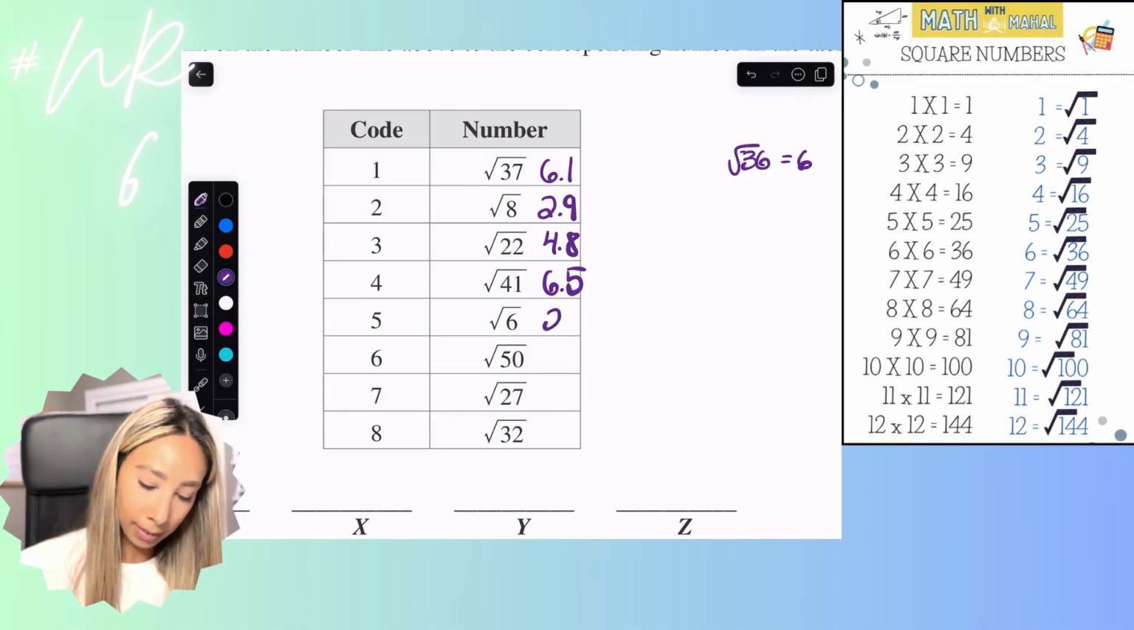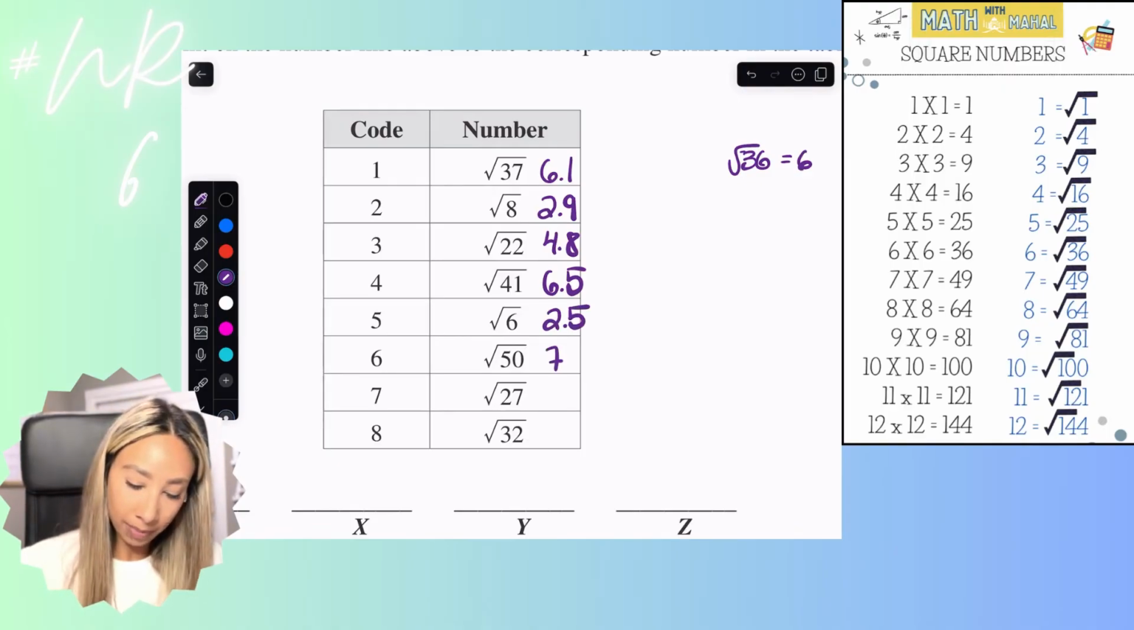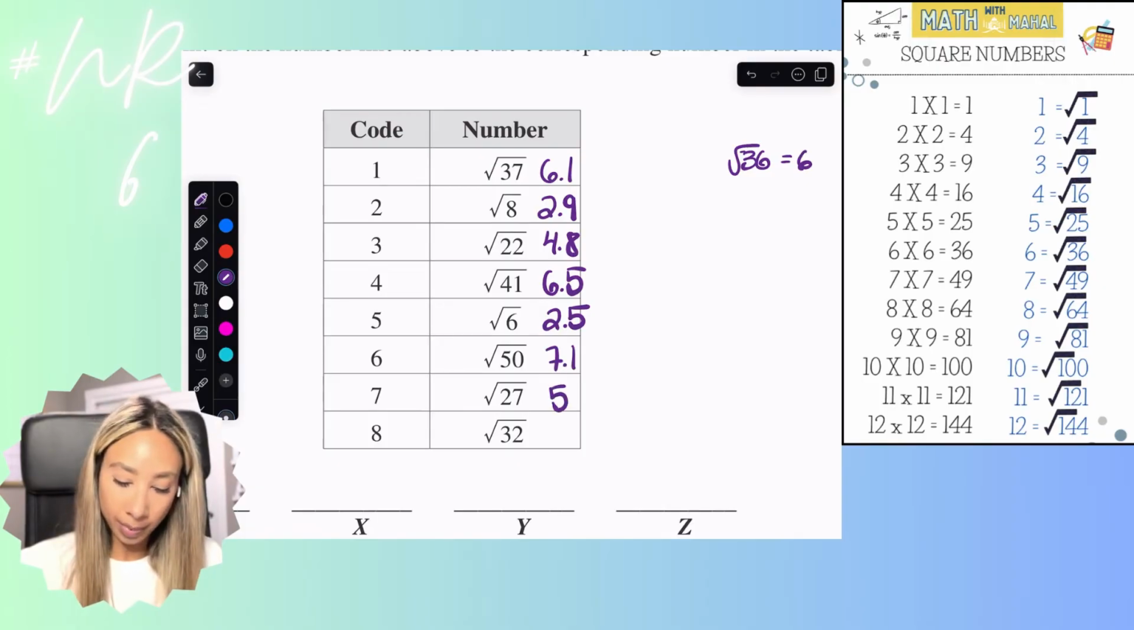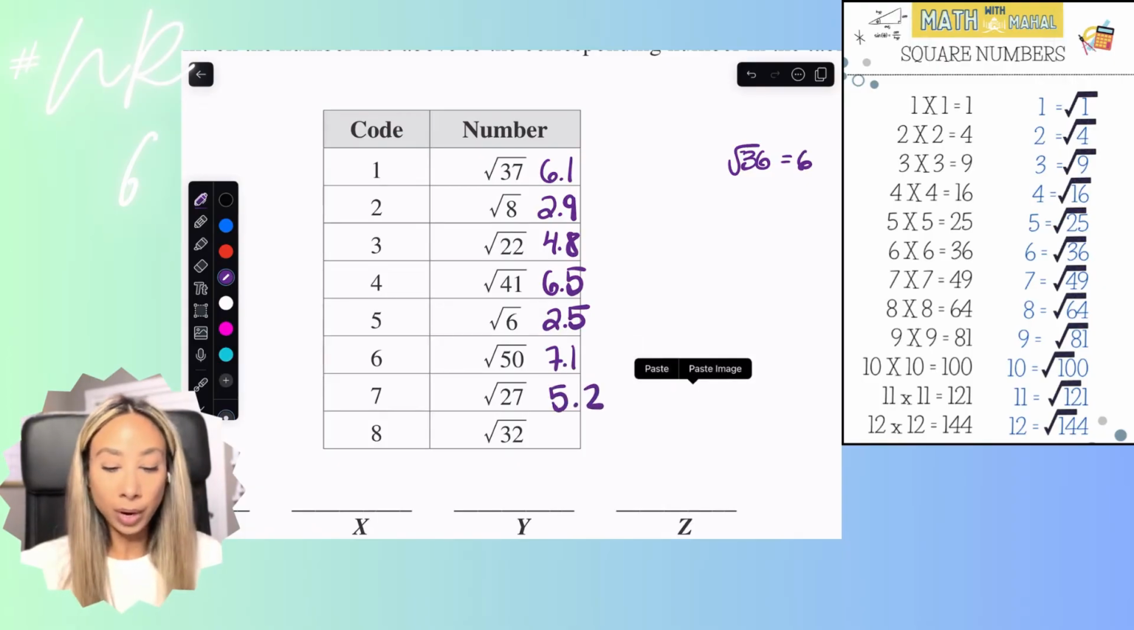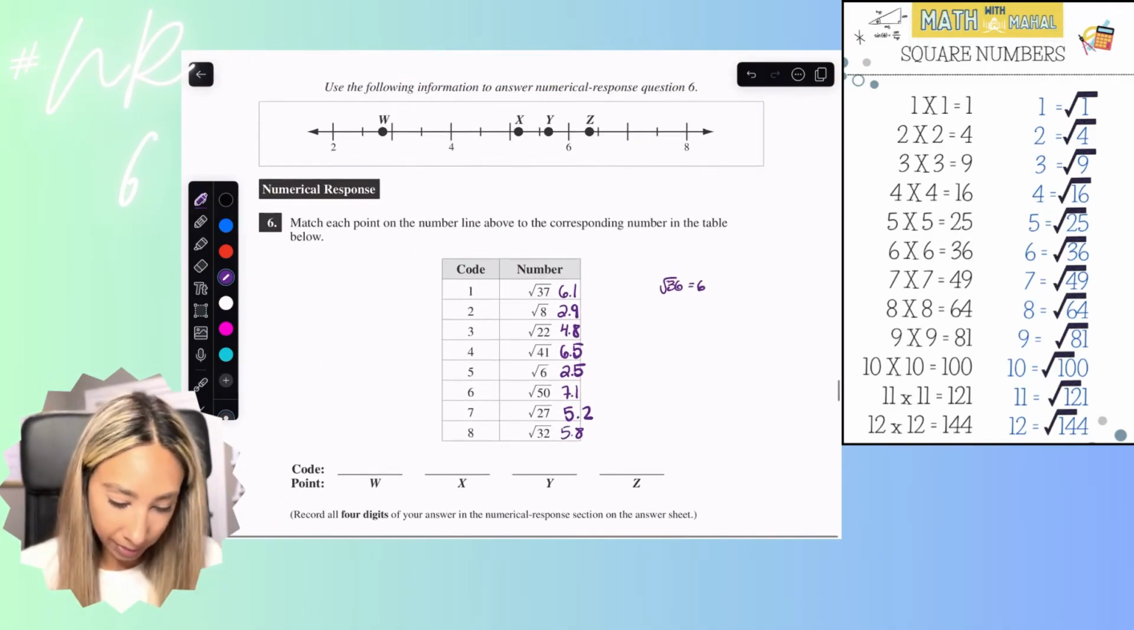Yeah, I'll keep it at 2.5. Square root of 50 is going to be about 7.1. Square root of 27 is probably about 5.2. Square root of 32 is going to be less than 6, so let's go with 5.8. So again, just estimations to give us a rough idea.